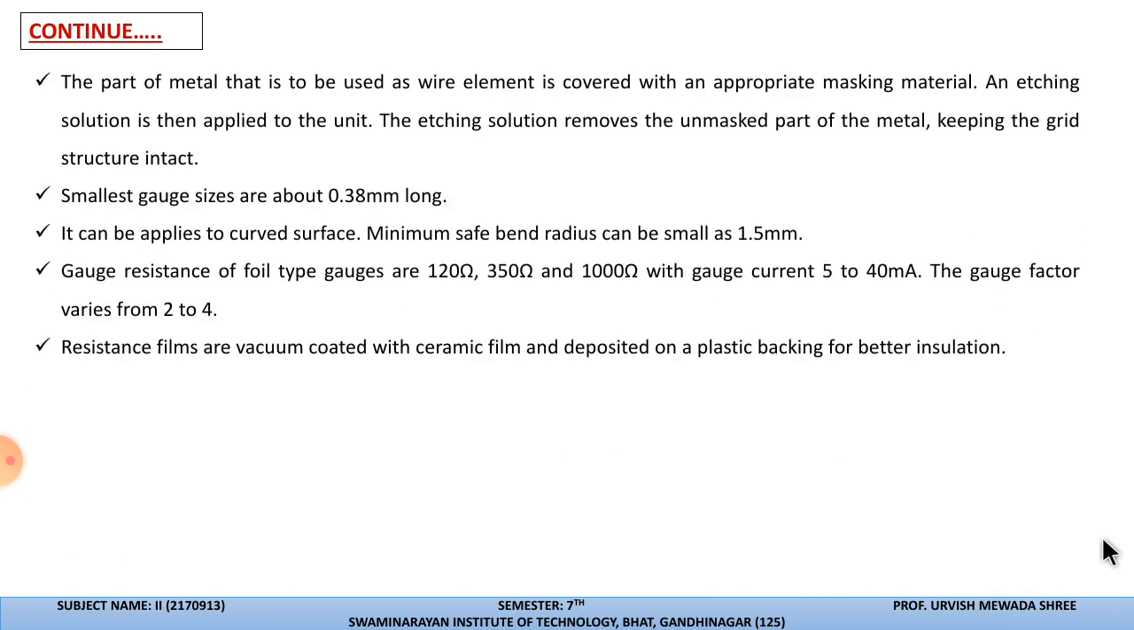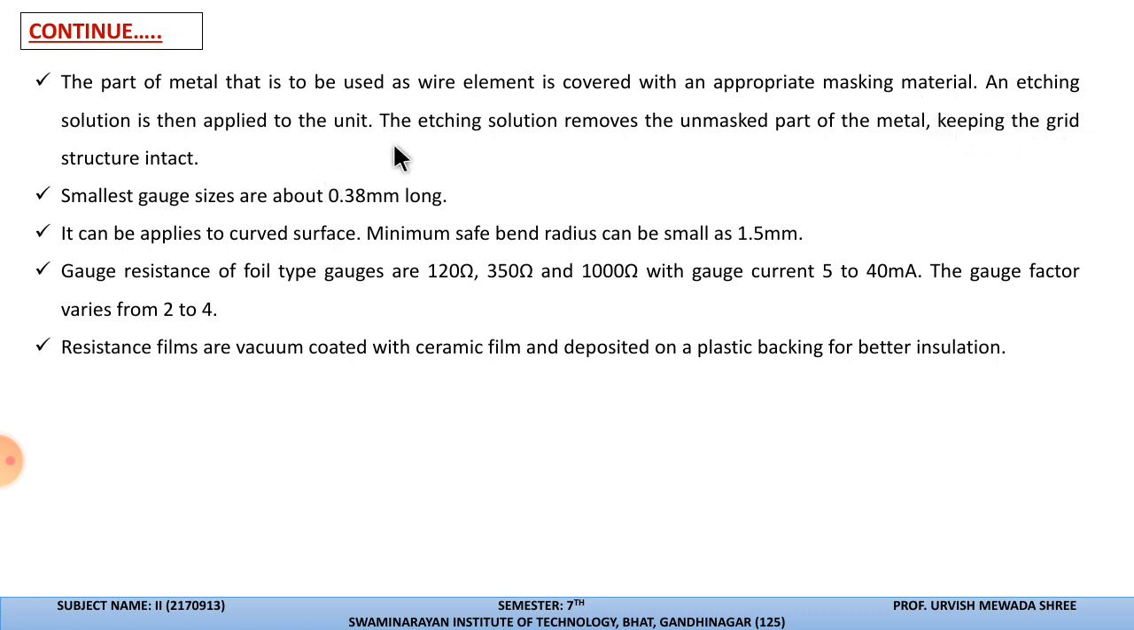Again, the part of metal that is to be used as the wire element is covered with an appropriate masking material, and this masking material generally provides mechanical protection, as well as protecting the wire from atmospheric changes. And the etching solution is then applied to the unit, and due to this it removes the unmasked part of the metal, and this will keep the grid structure intact.